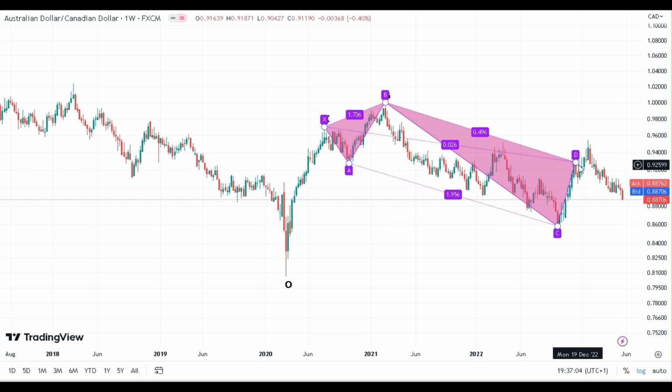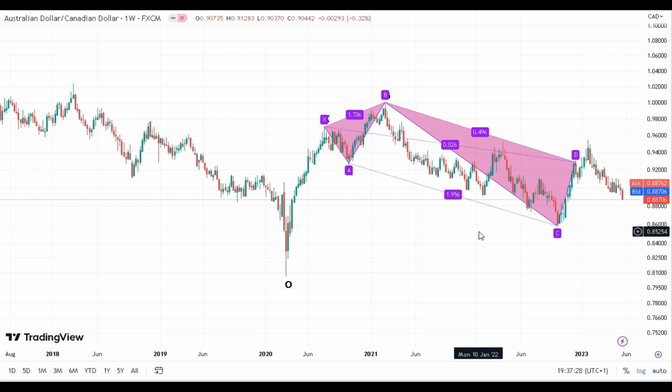Now let's assume that you enter the trade here and you place your stop loss way around there. You make your profit here. And if you place your stop loss here, you make a huge amount of profit. It all depends on the risk management here. So this is our 5-0 harmonic pattern.